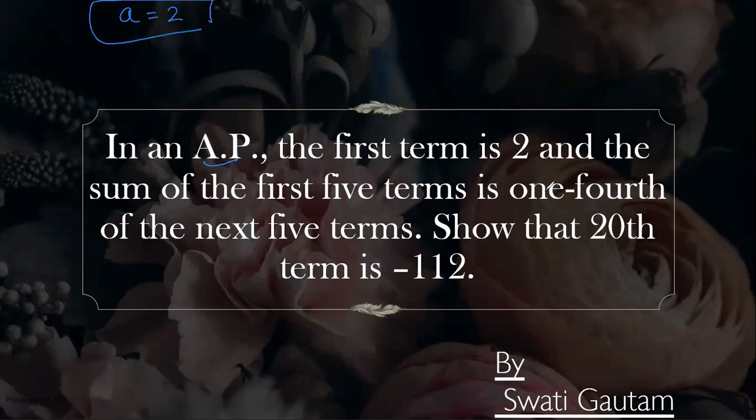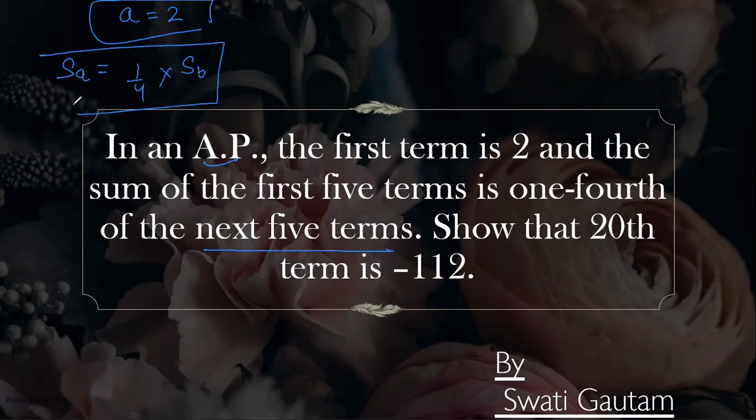This is given. The sum of the first 5 terms, which we can take as SA, is equal to 1/4 of the sum of the next 5 terms. So the next 5 terms we will take as SB. Okay, so this is also given to you. Now we have to show that the 20th term is -112. This we have to show.